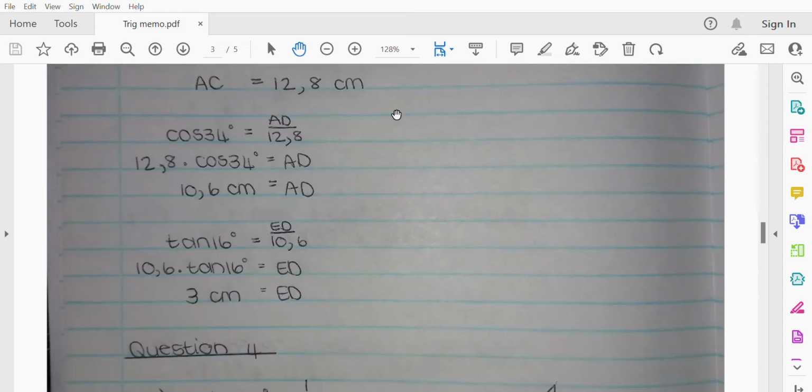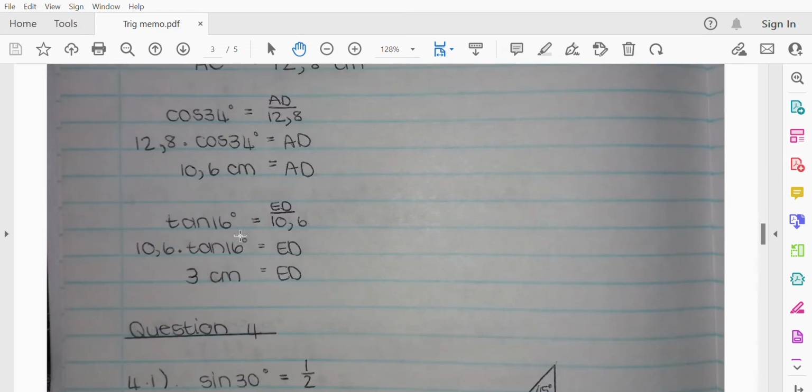Okay, nou daar kan jy sien, tan van 16 would then be ED over 10,6. I multiply with that 10,6 to get ED. So 10,6 times tan 16 will then give me 3 centimeters. Het hom gekry? Good. Okay, mooi. Goed, kan ek aangaan na vraag 4 toe?